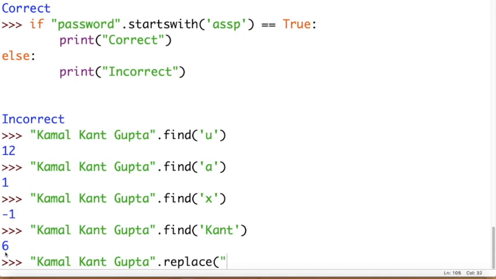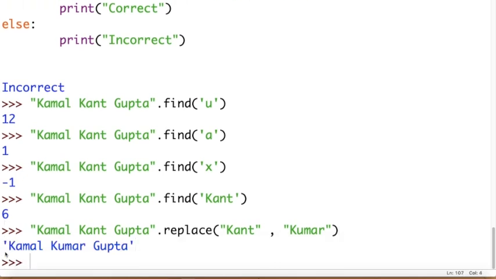So let us find out. I want to replace my middle name Kant with a group of letters, say for example Kumar, right? So let us find out whether it happens or not. Now you can see the returned string is Kamal Kumar Gupta. The Kant has been replaced with Kumar, right? So this is how the replace acts. The replace gives you a very basic form of replacement of a letter or a group of letters in a string by a given letter or a group of letters, right?